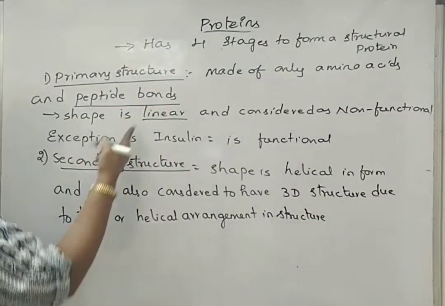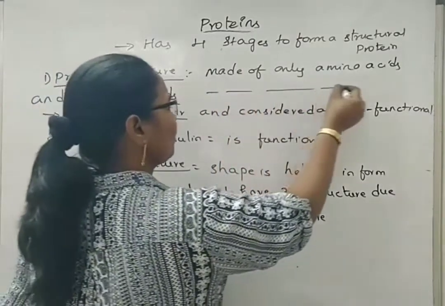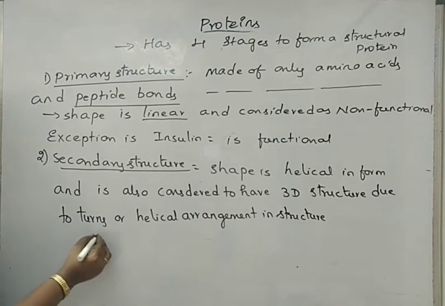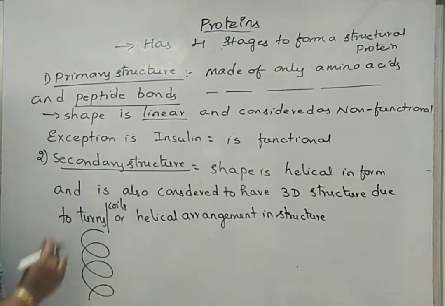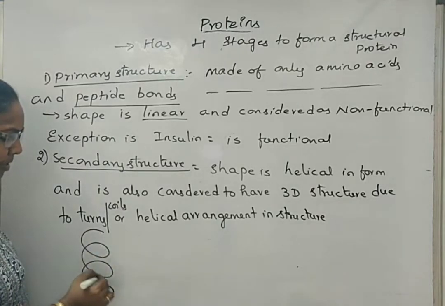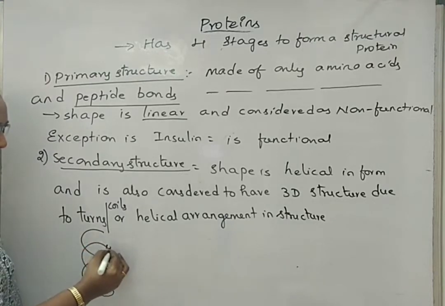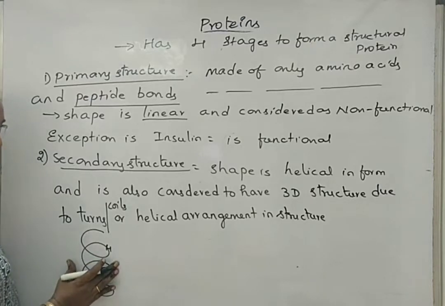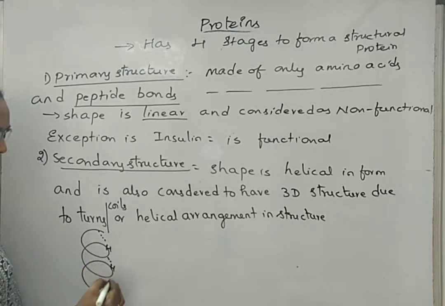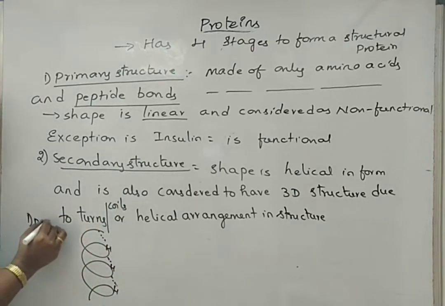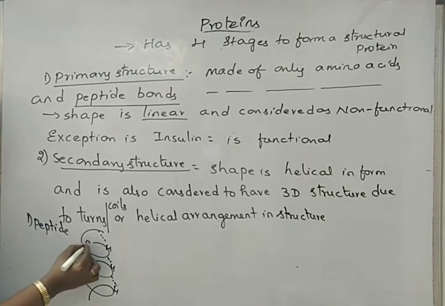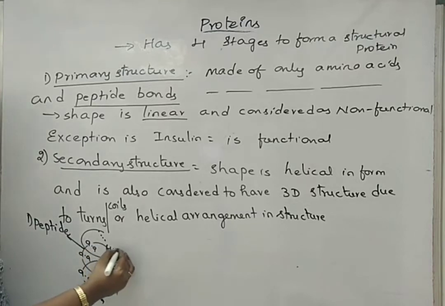We'll see now. Here we see one complete linear form of the shape in the primary structure. But coming to the secondary structure, turns or coils are seen. The linear form has now formed some coils like this. These coils maintain their structure with the help of hydrogen bonds. How many types of bonds are there now? One is the peptide bond between the amino acids. If we take two amino acids, one here and one here, which are formed into coil-like structures, this one we call the peptide bond. Another type of bond is the hydrogen bond.